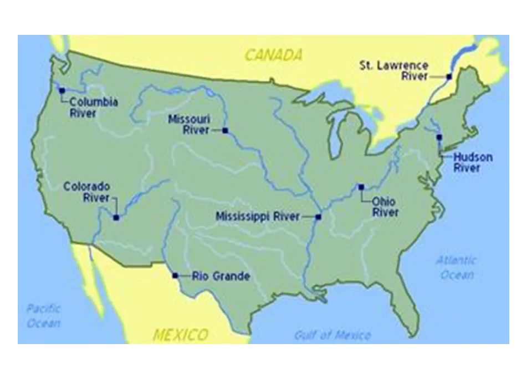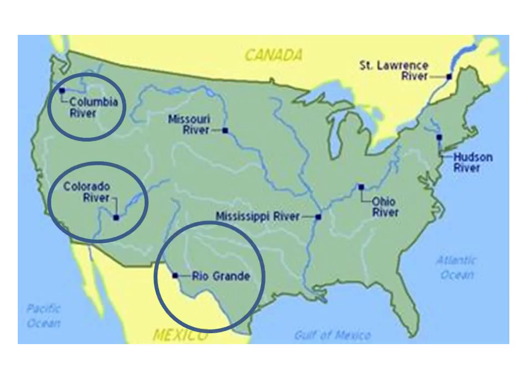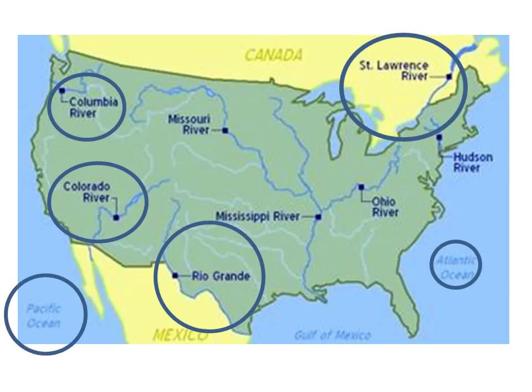by the Spanish. Here's a map of all the major rivers in the United States. The Columbia River was used for exploration by Lewis and Clark. The Colorado River was explored by the Spanish. The Rio Grande was the southern country border. St. Lawrence was another border. That's the Atlantic. That's the Pacific.